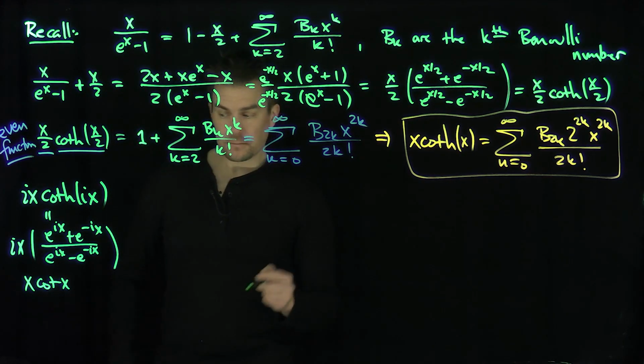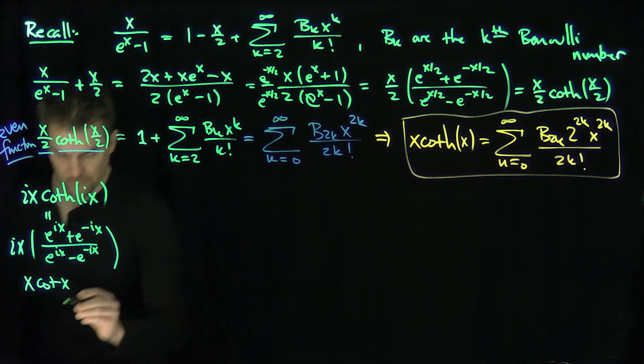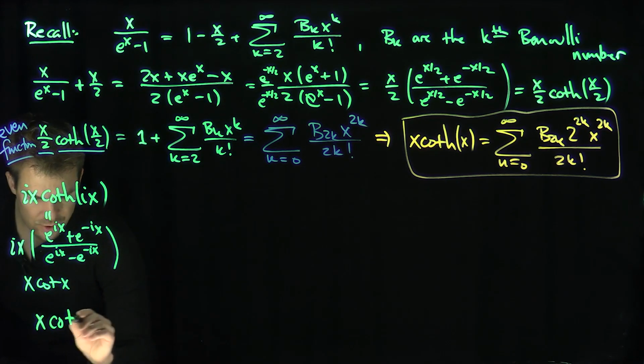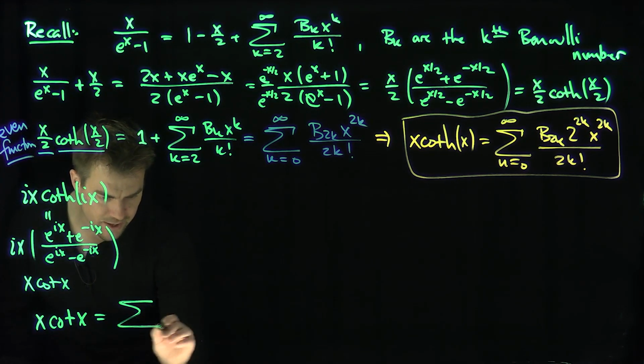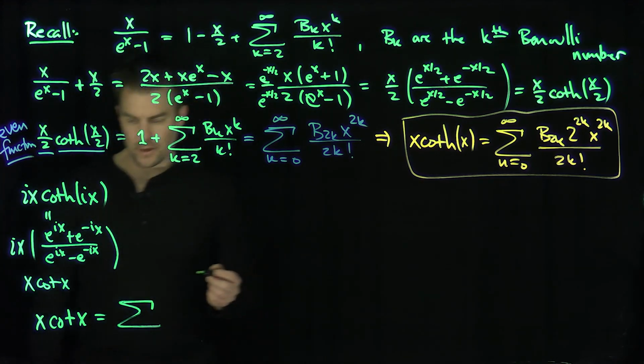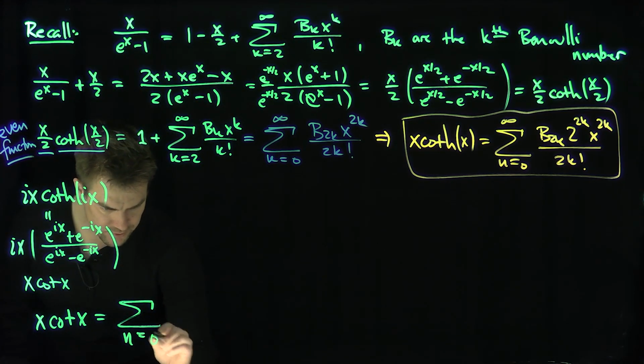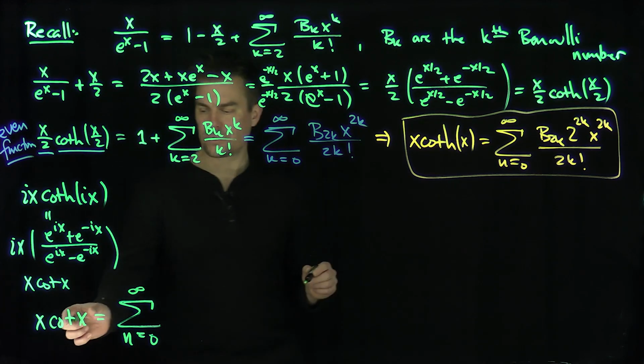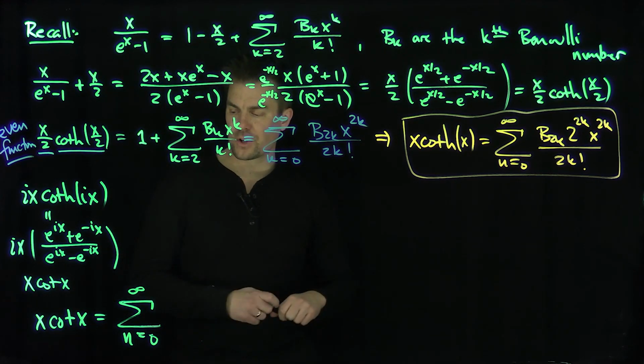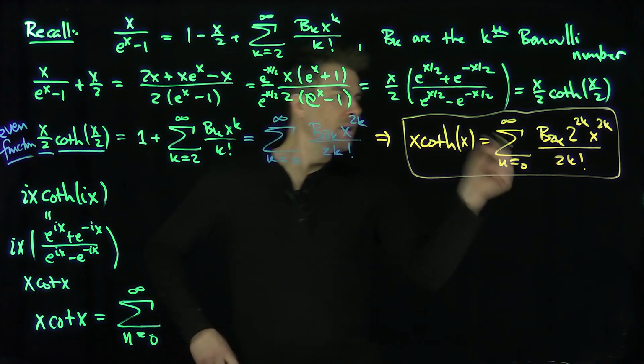So if I plug in, what can we conclude from this? We can conclude that x cotangent of x has this Taylor expansion: the sum, n goes from 0 to infinity. Because I know that cotangent looks like 1 over x near the origin, this is well defined at 0, right? And it's going to be what?